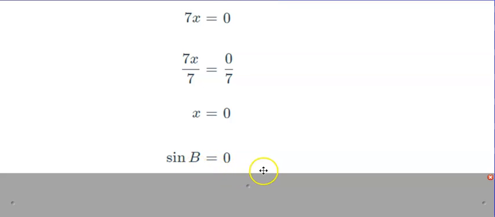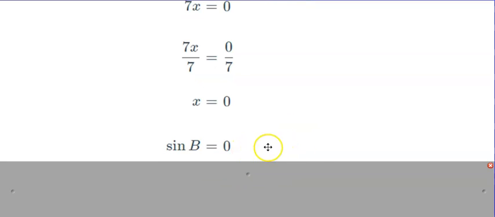So currently we have sine b equals 0. And you can apply the inverse trig function at this point, and that will help you solve for b. That will give you the answer. The only downside with this is that if you put this in the calculator, it would only give you one of two options.